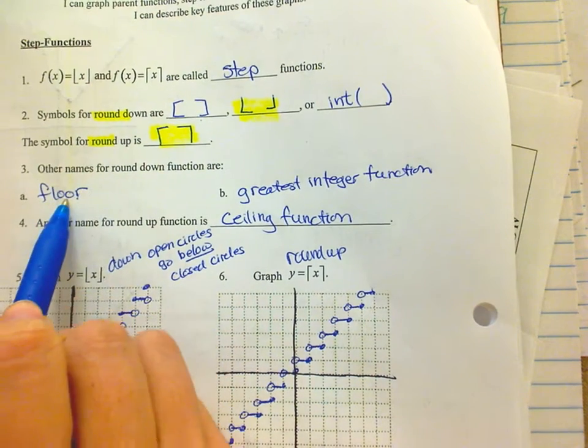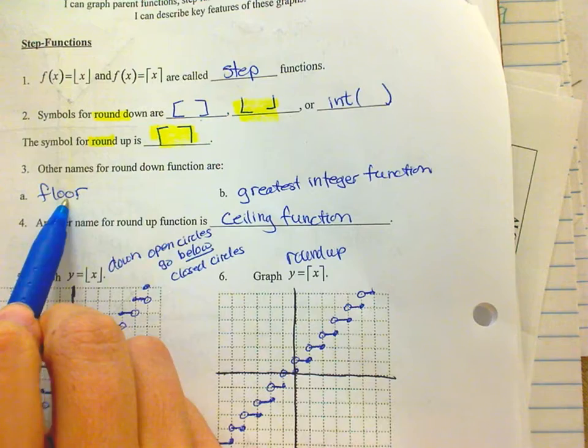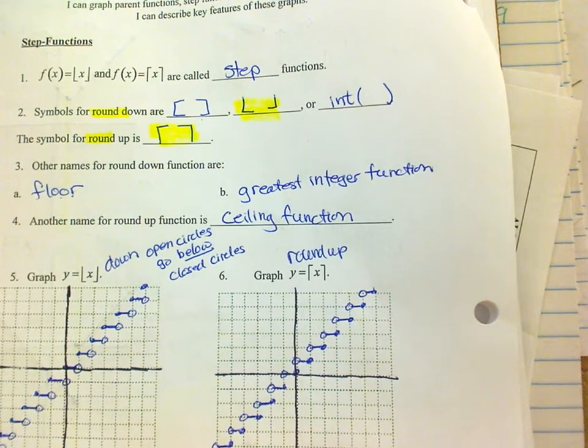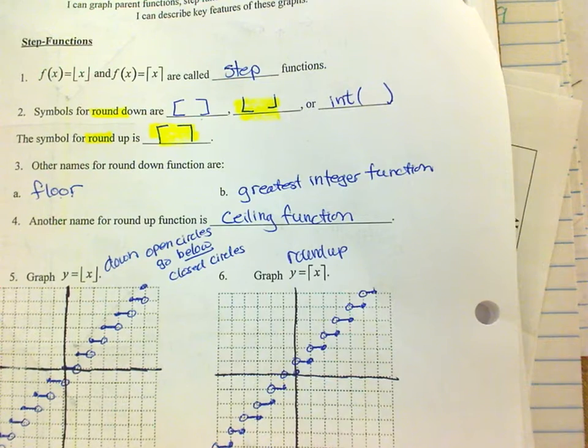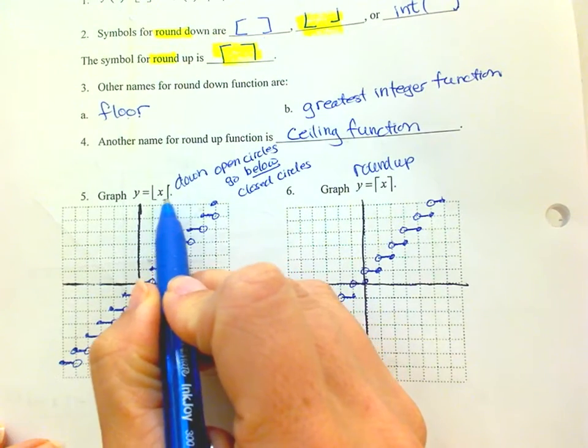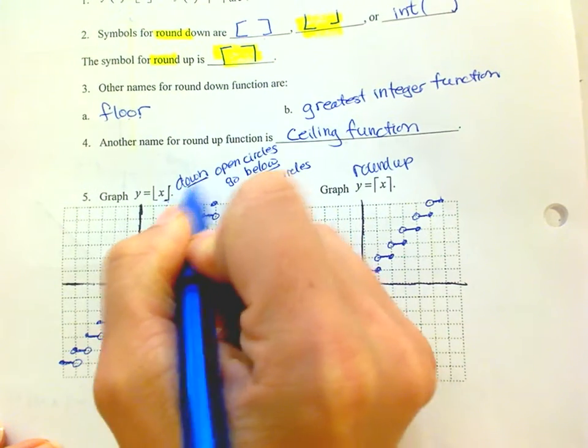The round down function is the floor function. Round up function is the ceiling function. So if you ever hear those again. Graphing these, they're very easy. This one has the brackets at the bottom, so that means we're going to round down.